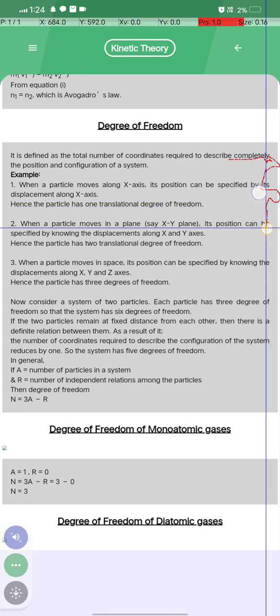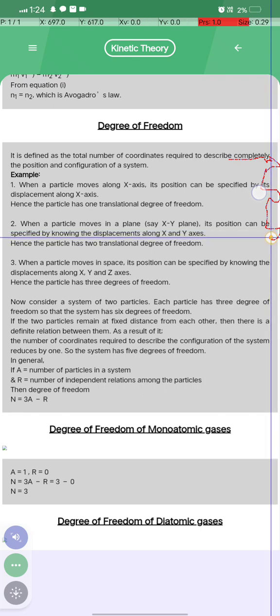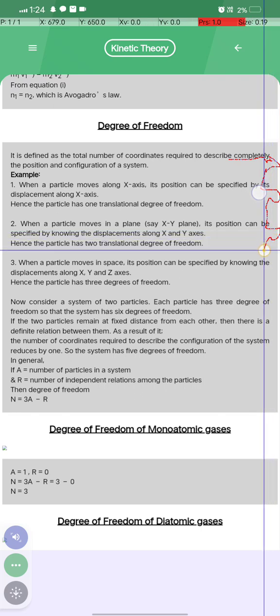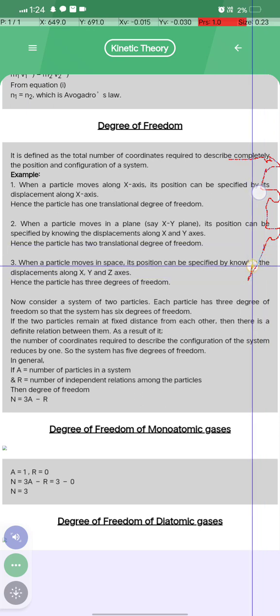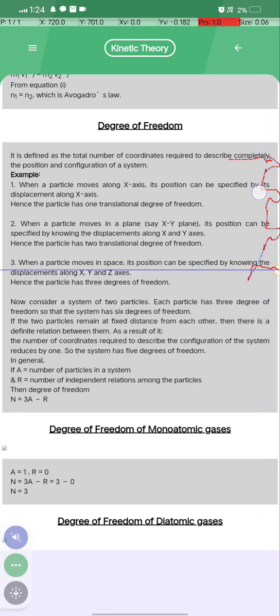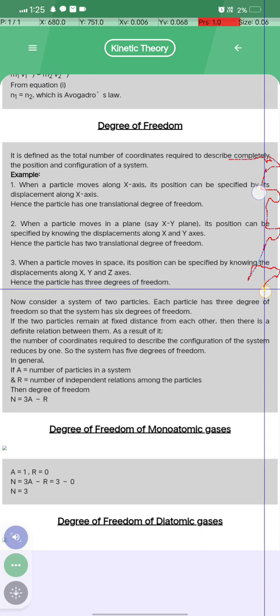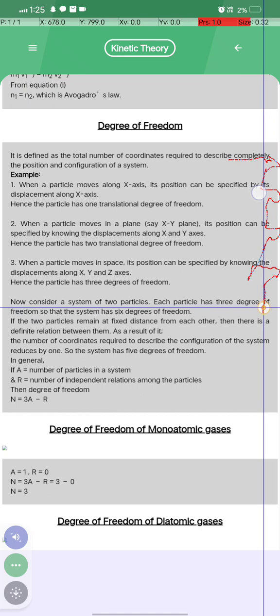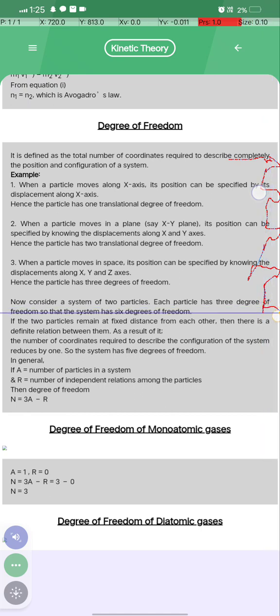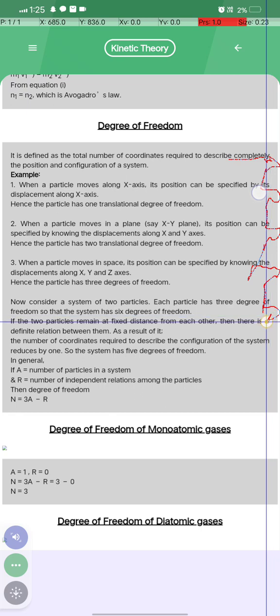When a particle moves in the xy plane, its position can be specified by the displacement along the x and y axes, and hence it has two translational degrees of freedom. When a particle moves in space, its position can be specified by knowing the displacement along x, y and z, so the particle has 3 degrees of freedom. Now consider a system of two particles. Each particle has 3 degrees of freedom, so the system has 6 degrees of freedom.